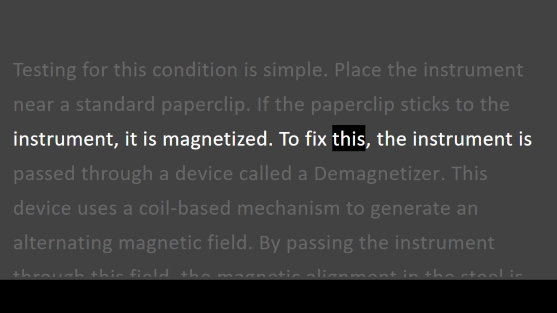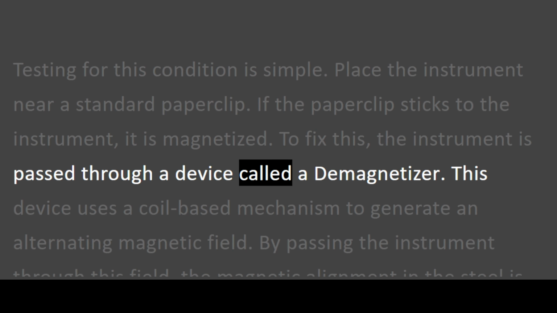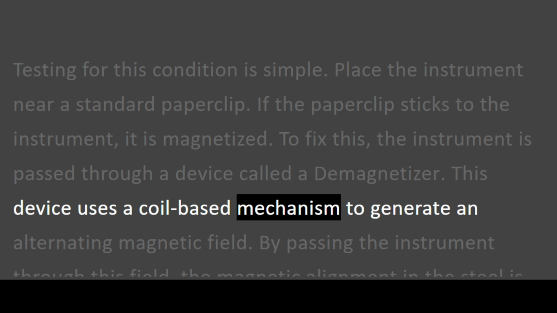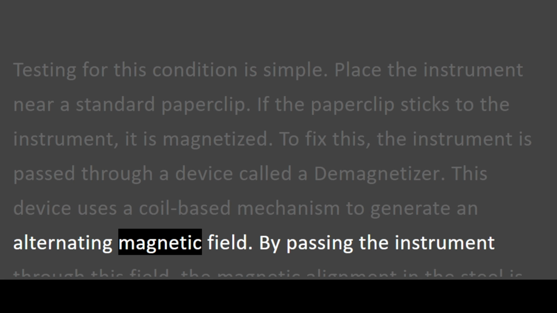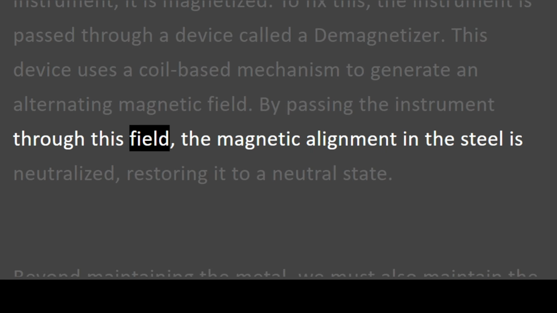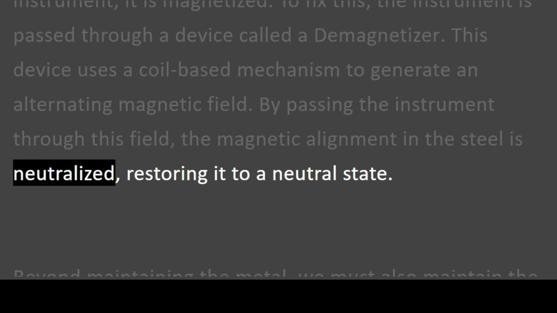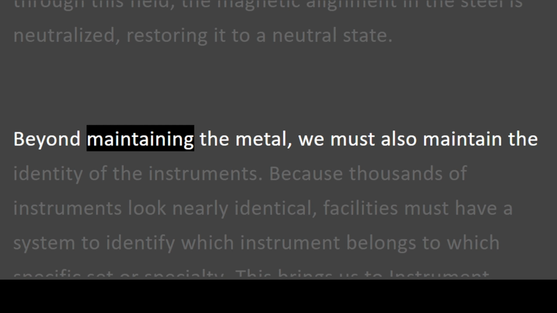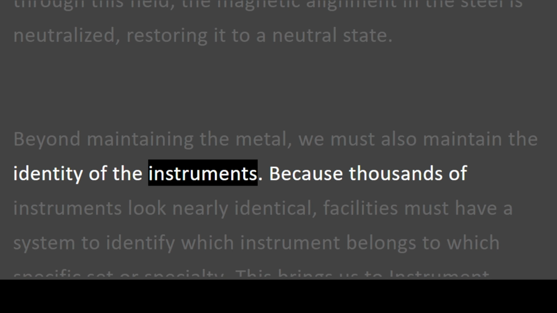To fix this, the instrument is passed through a device called a demagnetizer. This device uses a coil-based mechanism to generate an alternating magnetic field. By passing the instrument through this field, the magnetic alignment in the steel is neutralized, restoring it to a neutral state. Beyond maintaining the metal, we must also maintain the identity of the instruments.